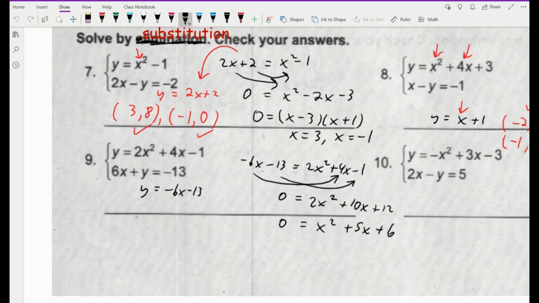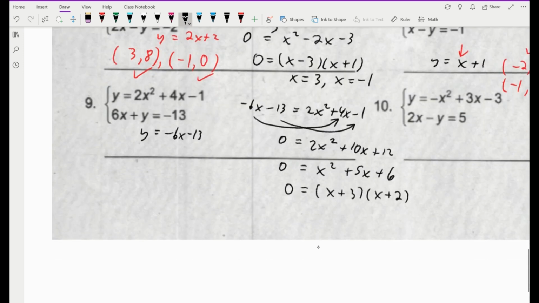Okay, we just now have to factor this quadratic. Factors of 6 that sum to 5 will be 3 and 2. We have x plus 3 and x plus 2 equal to 0. When we solve, of course, we get x equals negative 3 and x equals negative 2. We'd have to plug in negative 3 where the x is and find the y value.